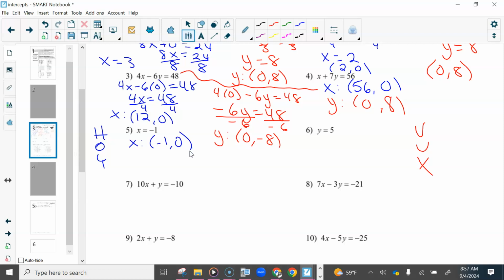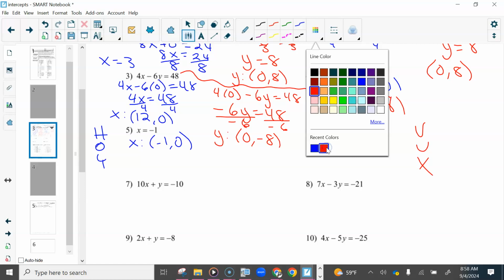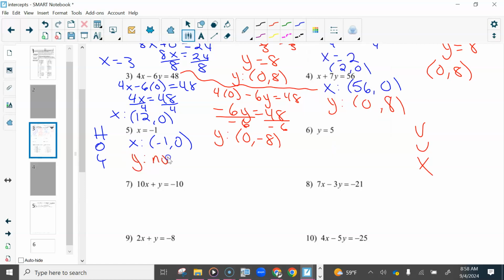Now, because this would be a vertical line because it's x equals, if I have some vertical line, is that ever going to cross the y-axis? So that means it doesn't have a y-intercept. You put none, or does not exist. Don't put 0, because that would mean it crosses at 0.